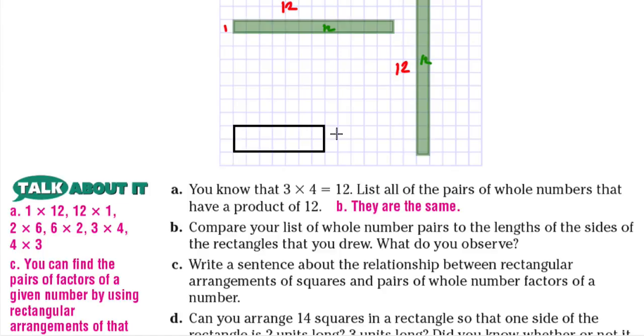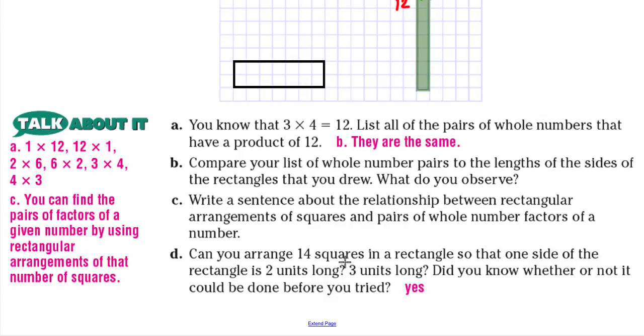That's still a rectangle. But if you notice, the answer to the second question, about 3 units long: there would be no rectangle wherein you can make one side 3 units and still make it a rectangle. So the answer to that question would obviously be no.